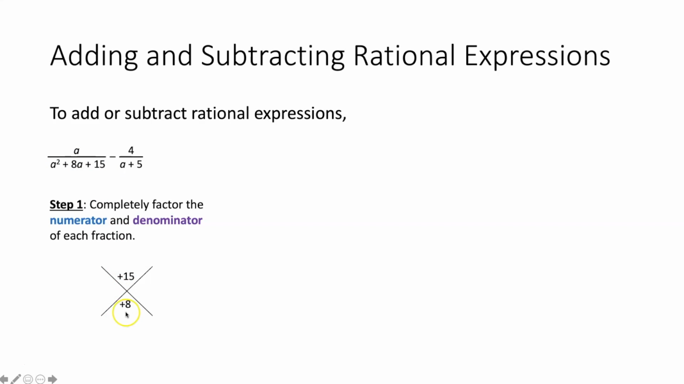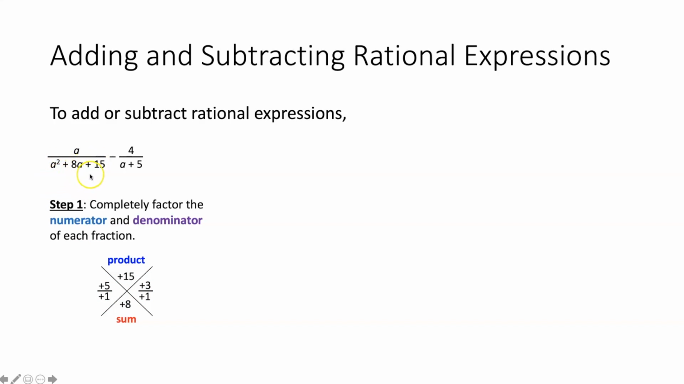We then think about 2 numbers that multiply together to make positive 15 and add together to make positive 8. That would be positive 5 and positive 3. We then divide each of those numbers by our a value, which is 1 in this case, and simplify if possible. These are as simplified as we get, so we're going to then factor this using the bottoms up method.